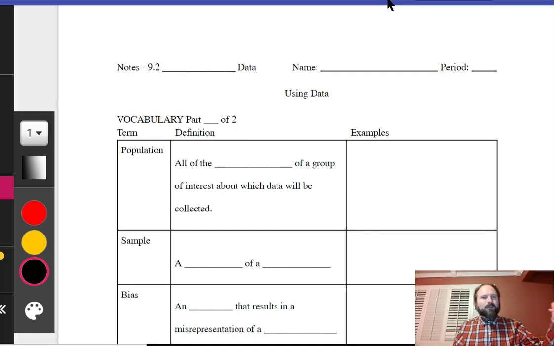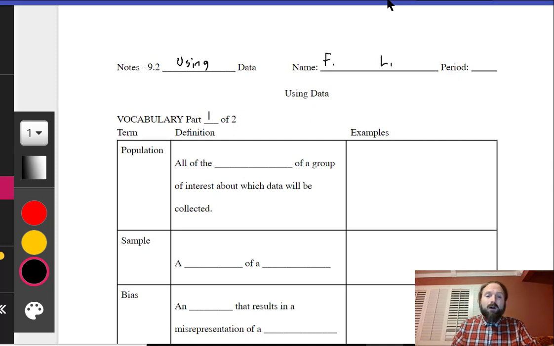Welcome to Integrated Math 1, and we're going to be talking about 9.2, using data. So make sure you put your first and last name up here at the top, and make sure that you put your period number as well. So the first part we're going to do is part 1 of 2 of vocabulary, where we'll have the term, definition, and examples.